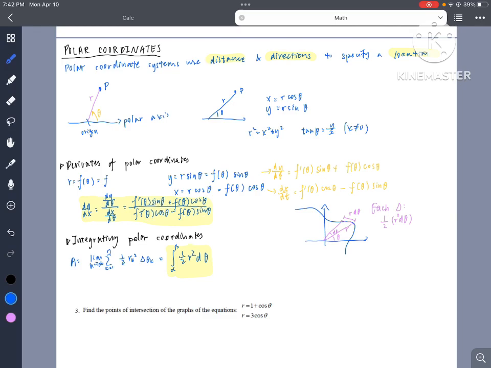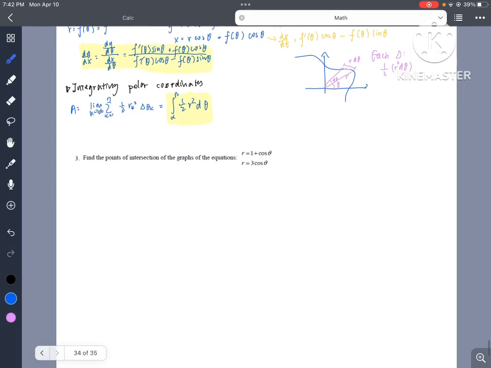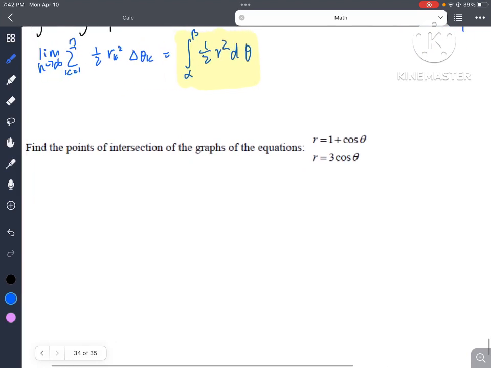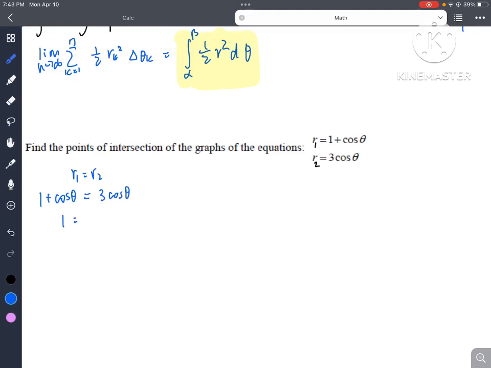Now let's start problem solving to try to understand polar coordinates. First, let's find the point of intersection of the graph of this equation. Let's say that r1 is equal to 1 plus cosine theta and r2 is equal to 3 cosine theta. So if these graphs intersect, then they should have the same length. So r1 is equal to r2. 1 plus cosine theta is equal to 3 cosine theta. 1 is equal to 2 cosine theta, and cosine theta is equal to 1 over 2.